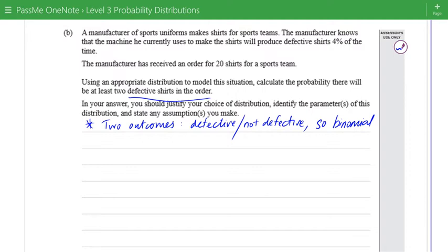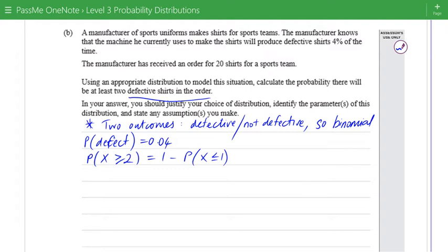Okay, so we're told that the probability that something is defective is 0.04. That's just from the question. And the question is asking for us to find the probability that there will be at least two defective shirts in the order. So the question is asking for the probability that X is bigger than or equal to 2. And that's going to be the same as 1 minus the probability that X is less than or equal to 1.